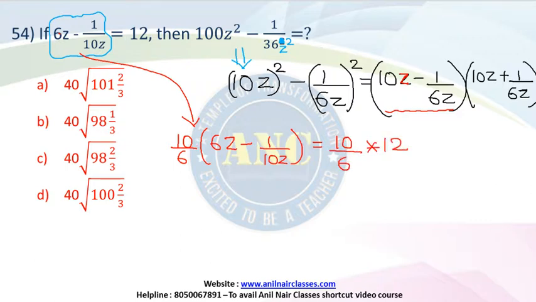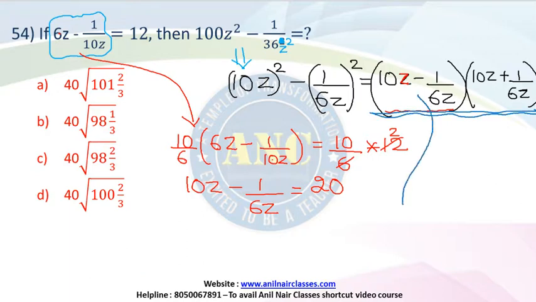So 10 by 6 into 6z is 10z, minus 10 by 6 into 1 by 10z, which is nothing but 1 by 6z, right? It equals 10 by 6 into 12, which is 10 into 2. So how much is 10 into 2? It is 20. That means, can I say that I am in need of finding this entire value, and out of this entire value, one of the values is known to me as 20 right now.